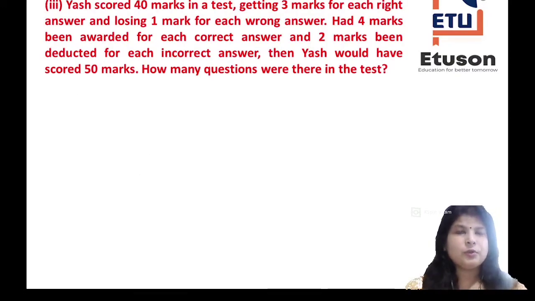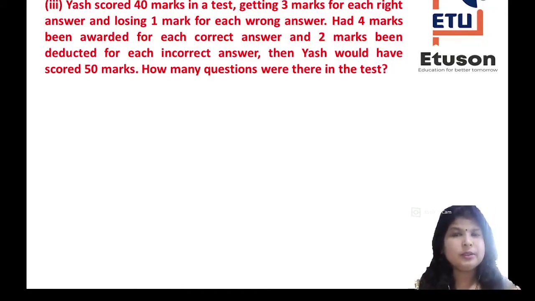Yas scored 40 marks in a test, getting 3 marks for each right answer and losing 1 mark for each wrong answer. Had 4 marks been awarded for each correct answer and 2 marks been deducted for each incorrect answer, Yas would have scored 50 marks. How many questions were there in the test?